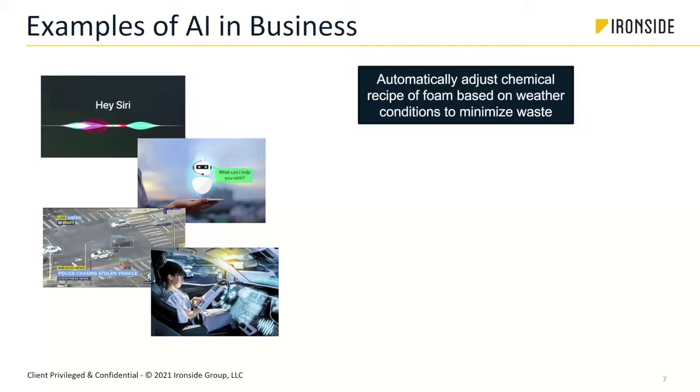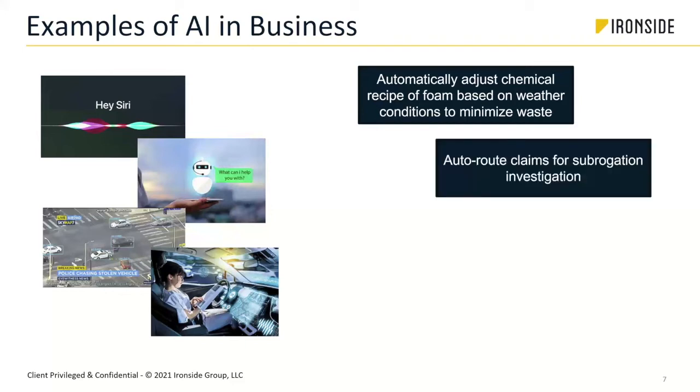So we worked with a foam manufacturing plant, for example, to help them optimize and adjust their chemical recipe given the weather conditions. As heat and humidity fluctuate, that can mess with their baking process, right? And that can result in a lot of trial and error and wasted product. So this helps to optimize that recipe and automatically adjust it a bit so they reduce waste.